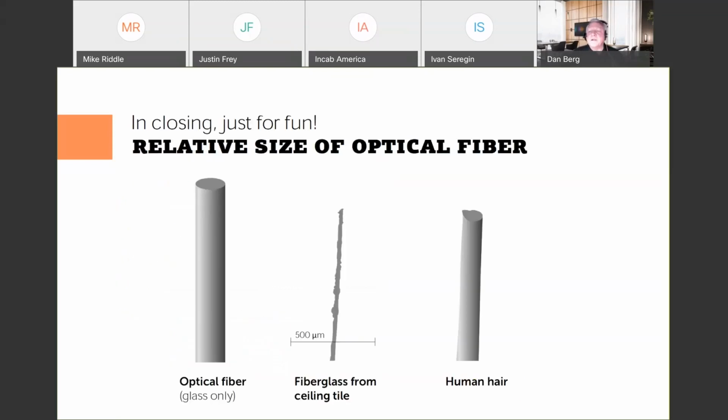Here's a relative size of the optical fiber. You can see the fiber on the left, the fiberglass from a ceiling tile, and then a human hair. So we're talking about a very small diameter medium, and I keep saying it over and over again, but it's incredible the amount of information that we can move down that fiber.